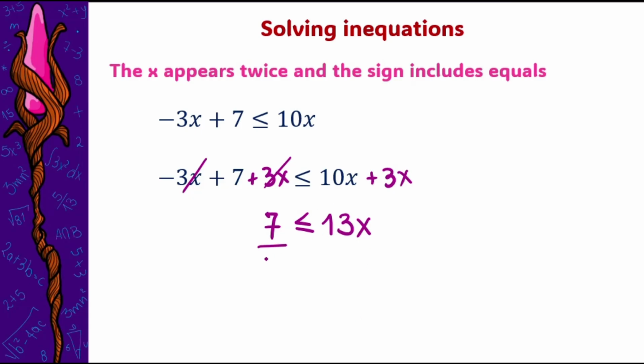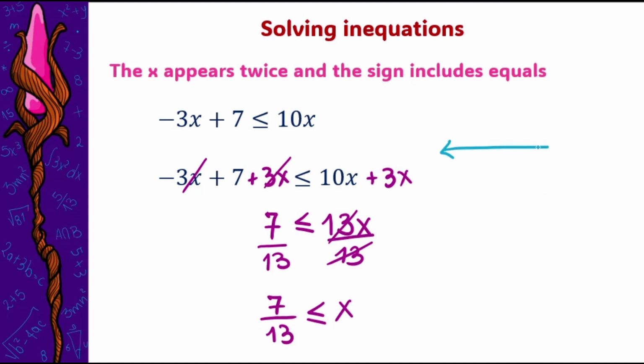Finally, we can divide by 13 on both sides. It's a positive number, so it doesn't change the sign, and the solution is going to be x bigger than or equal to 7/13. As an interval, we can draw it as, let's say the 0 is here, the 7/13 is somewhere here, and the solution in this case includes the 7/13 and all the numbers bigger than that. This means that it keeps going to infinity.